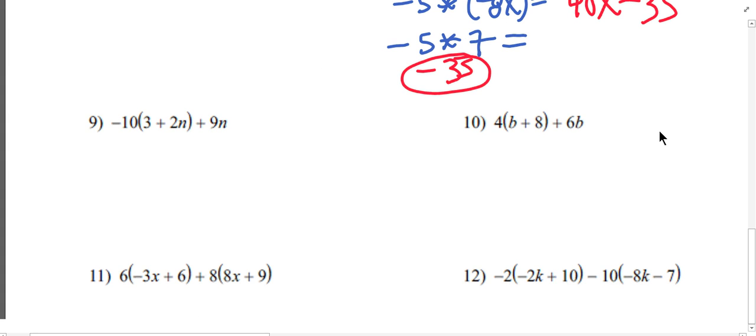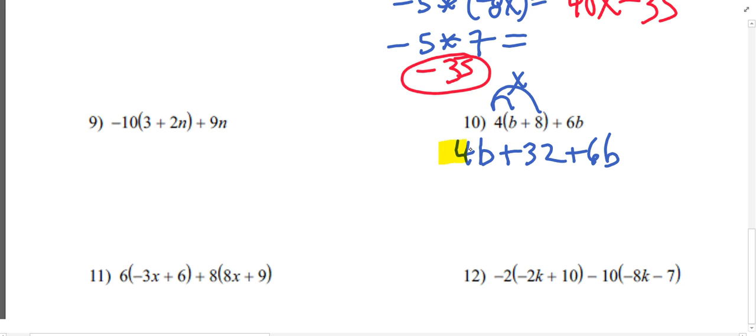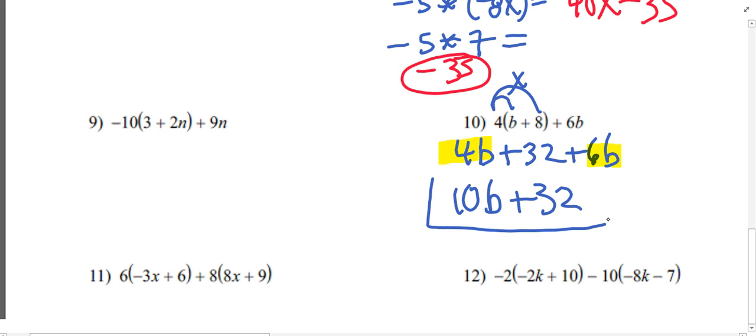Let's take a look at number 10. Number 10, we have another distribution. We're not going to use the calculator on this one. We'll just trust our arithmetic. We have 4 times b, 4b. We have 4 times 8, which is a positive 32, plus our 6b. So now you notice that we have 4b and 6b. So if we add 4 and 6 together, we get positive 10b plus 32. So we're just combining the like terms and simplifying where possible.